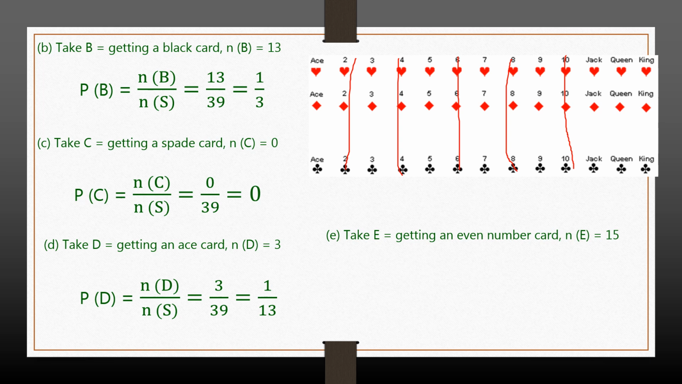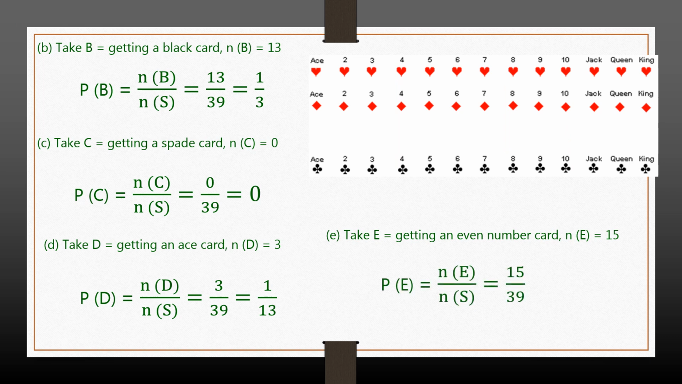All these cards are favorable to E. That means all the even number cards. In this way, N of E will be 15. When N of E is 15, from this you can find the probability. P of E is N of E by N of S. N of E is 12 by 39. Okay, sorry, 15 by 39. This is the required probability. Probability of getting an even number is 15 by 39.